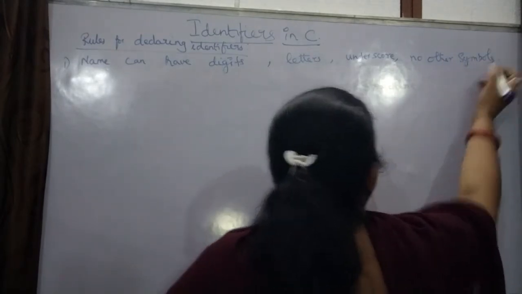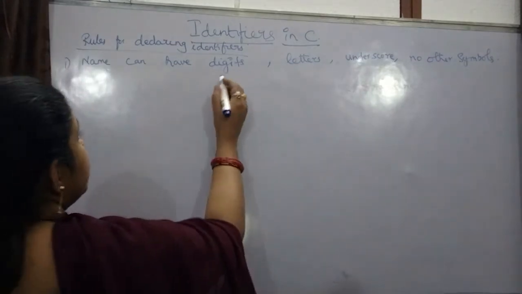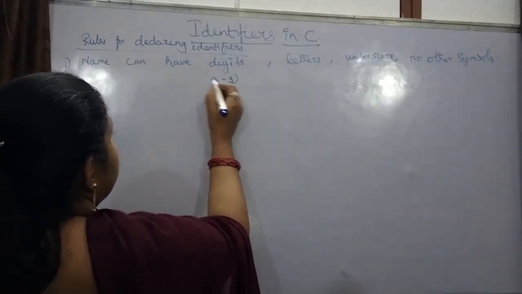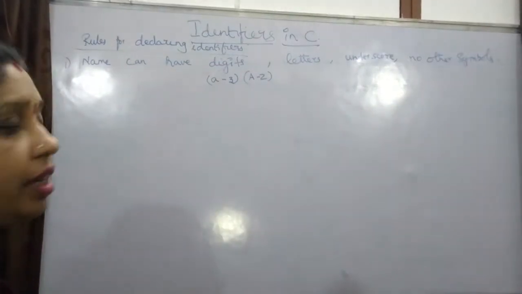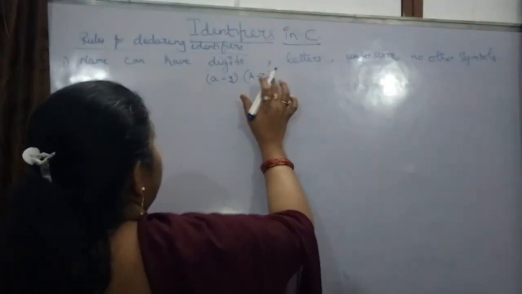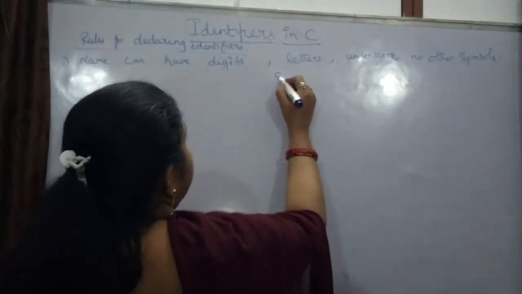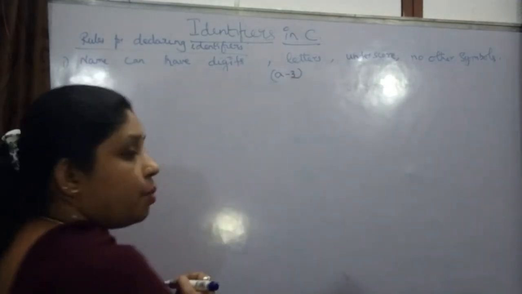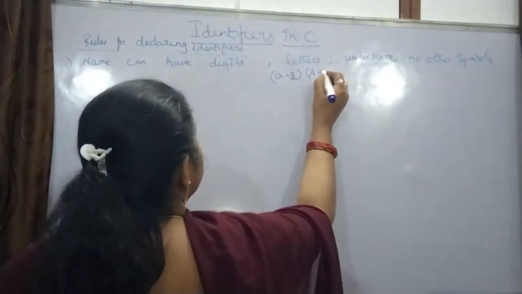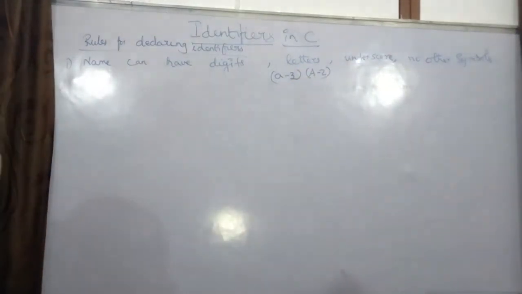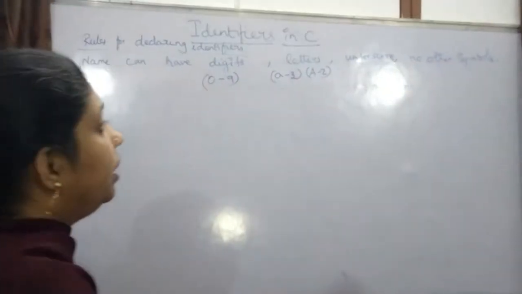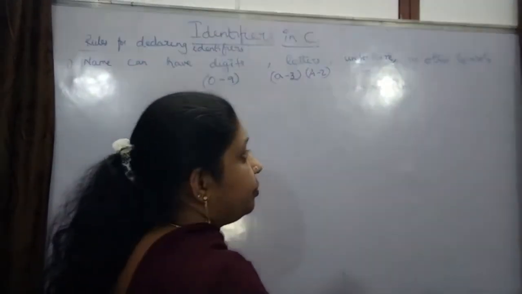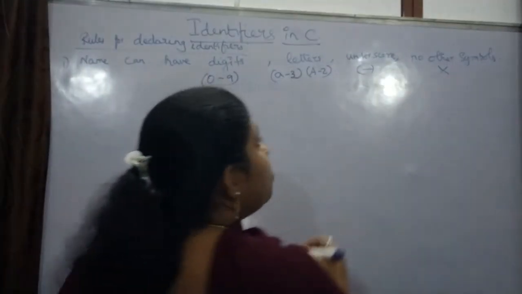Now what is no other symbols? You can use either small letters or big letters, capital letters, from A to Z. Now digits from 0 to 9 you can use. And underscore, you know. And no other symbols can be used in this.